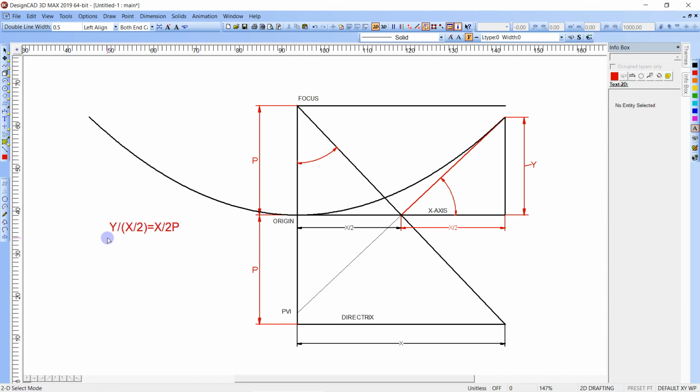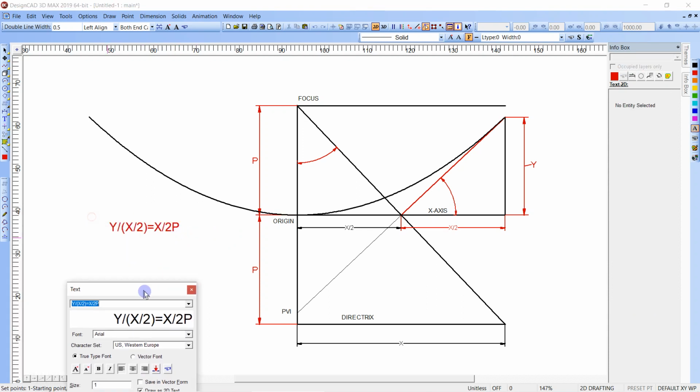So let me break this up. I did this before, but I didn't label it in the actual description of what I was doing in the parabola. So we get y.